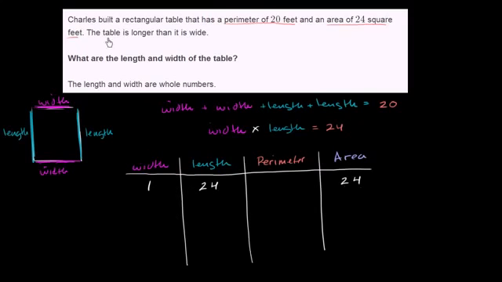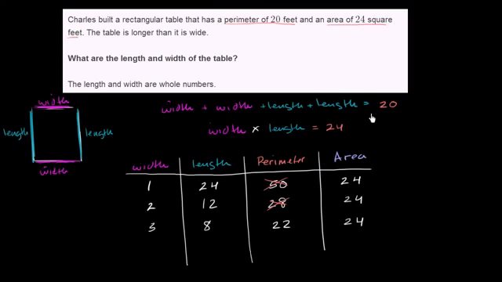Let's try the other factors of 24. It could be 2 and 12. Once again, 2 times 12 is 24. But what's 2 plus 2? It's 4, plus 12 plus 12. So it's 4 plus 24, that's going to be 28. That doesn't meet our perimeter constraint. Well, what about 3 times 8, which is also equal to 24? 3 plus 3 is 6, plus 8 plus 8 is 16, 6 plus 16 is 22. We're getting close, but it's still not a perimeter of 20, so that's not going to be right.